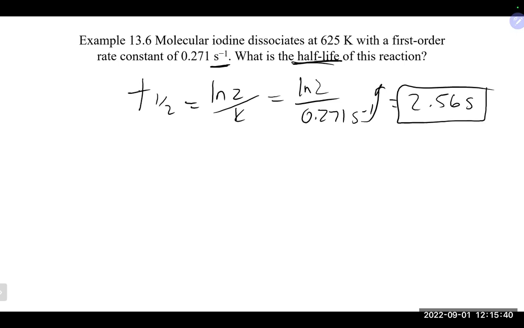Is this a very fast half-life or slow? Very fast. Every 2 seconds or so, half of it's gone. Yeah, so it makes for a quick day, I suppose, if you're using it or whatever that might be there. Any questions on all that? Yeah.